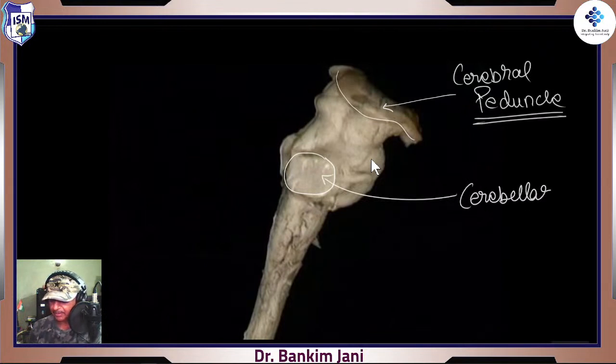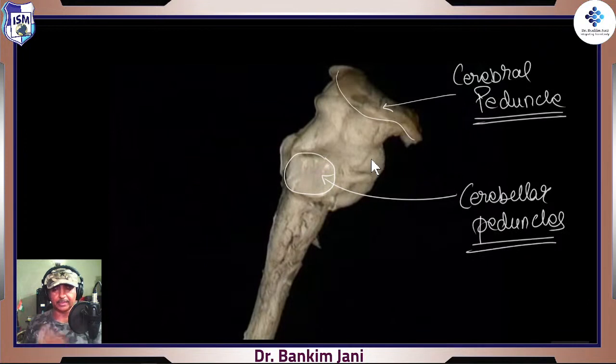cerebellar peduncles, right? So one thing is very clear: the brainstem is there. There are cerebellar peduncles for the little brain, that is the cerebellum, and then the big brain which is sitting on the top. So for that it is a wide area. So this is a cerebral peduncle. Fine.